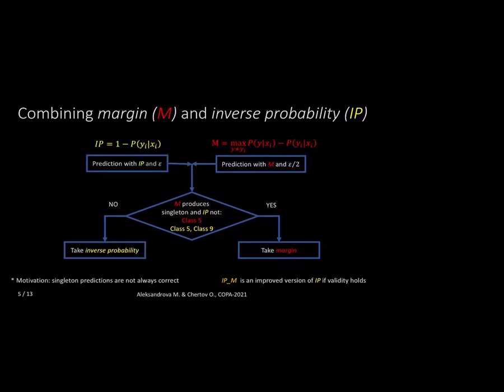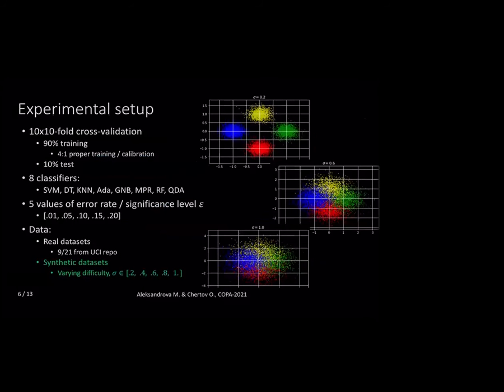About experimental setup, we used almost the same experimental setup as the original study. So we had 10 by 10 fold cross validation. 90% of the data set was used for training, with the split on proper training and calibration in the proportion 4:1. The rest, 10% of the data, was used for test. We used 8 different classification models.